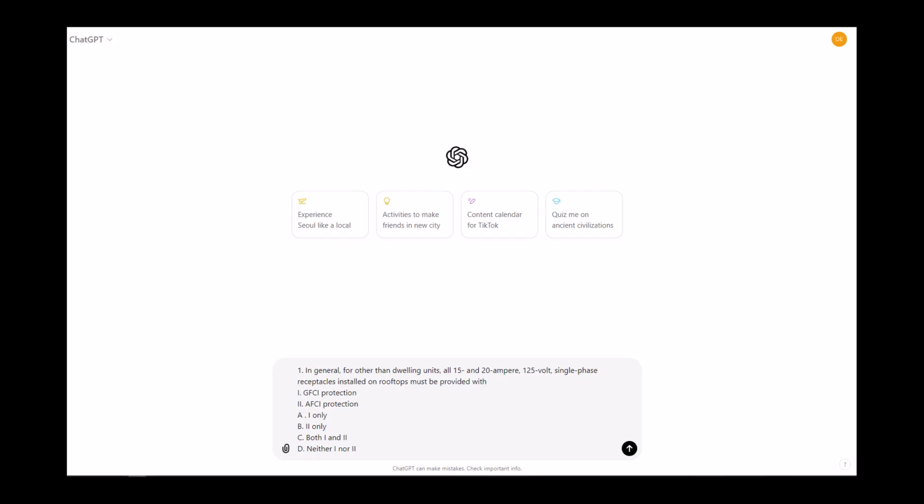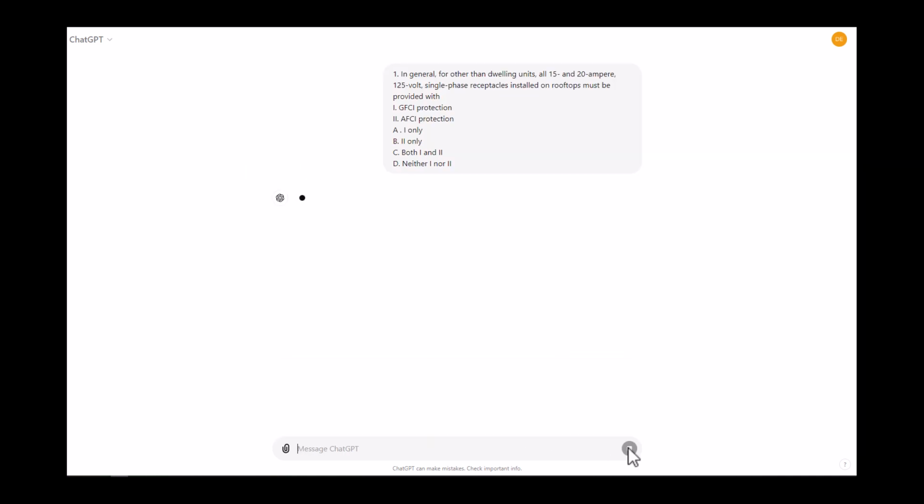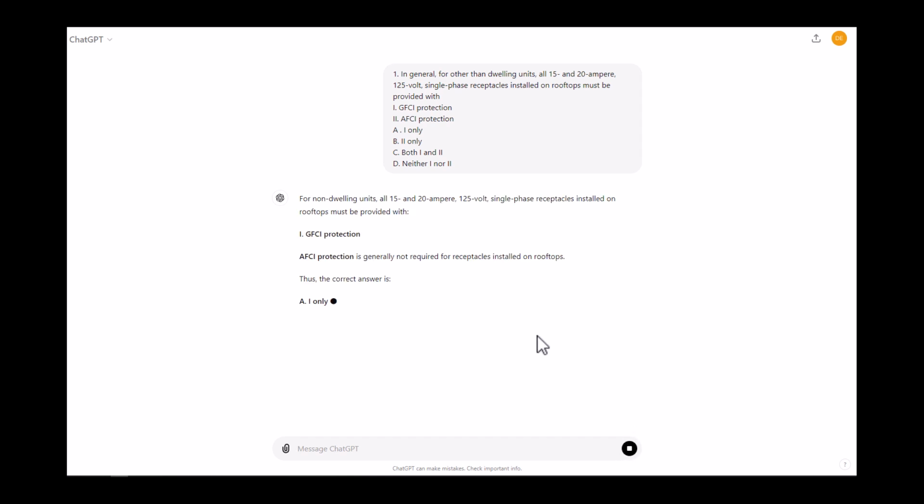Now let's go to ChatGPT to see how we can find the same question with the help of ChatGPT. I already typed the question here. Okay, ChatGPT says number 1, GFCI protection. AFCI protection is generally not required for receptacles installed on rooftops. Then what we found is correct.